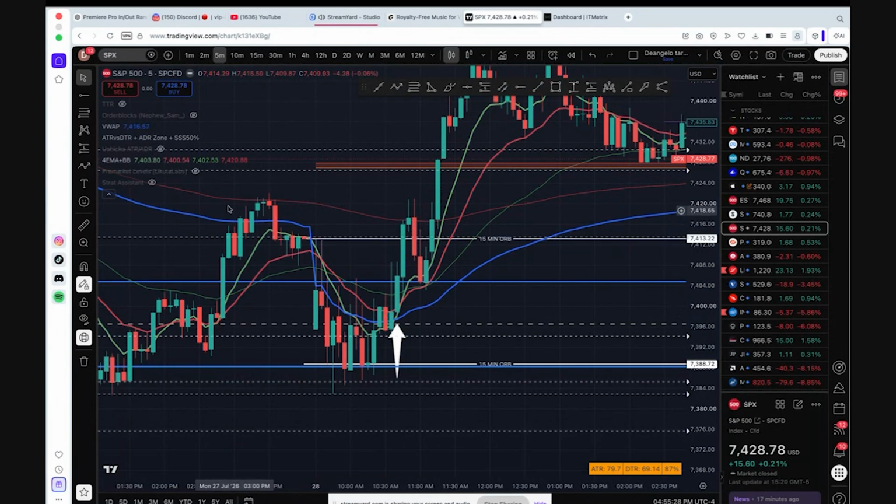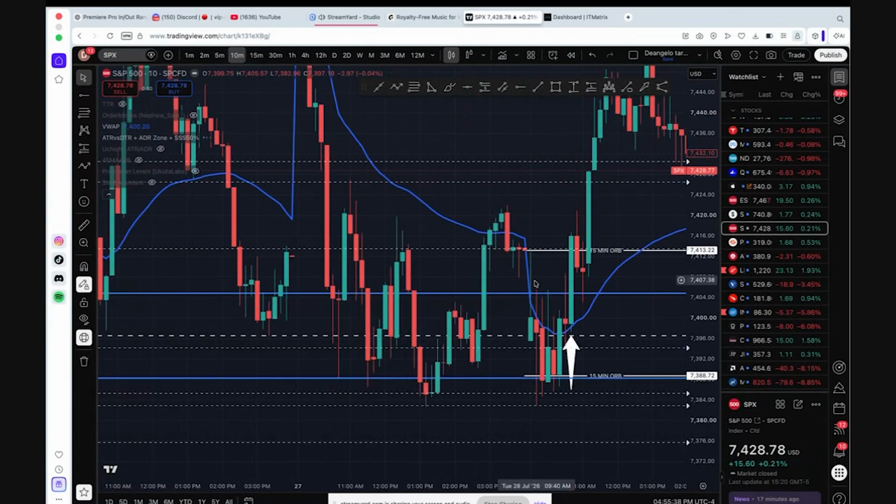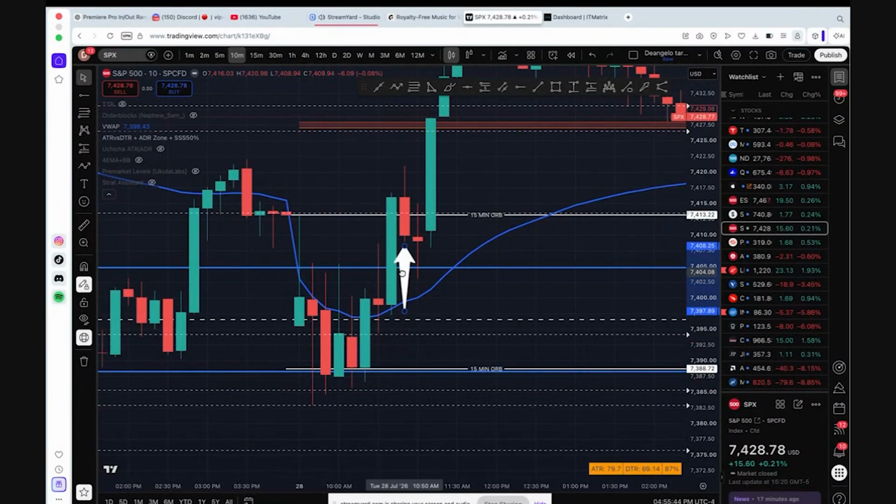That's what we did. So let me take out this EMA. I was looking for a close above the 5-minute ORB. We got it, but on the 10-minute time frame, we got a fail to up. This red candle right here, when we broke below that, the contracts were down, but I told them, hey, I'm not selling it because I believe we're going to go back up here, hit up ADR.